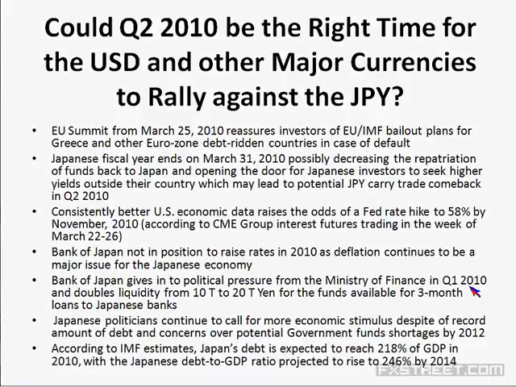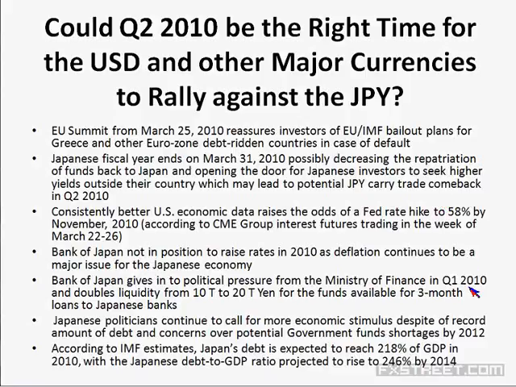That is why I said last week, could we see a potential Japanese yen carry trade comeback in the second quarter of 2010? The Japanese fiscal year also ended last week on March 31st, possibly decreasing the repatriation of funds back to Japan and opening the door to Japanese investors to seek higher yields, more bang for their buck outside of their own country. That could be another factor contributing to a potential Japanese yen carry trade comeback in the second quarter of 2010 that could keep the Japanese yen under pressure.